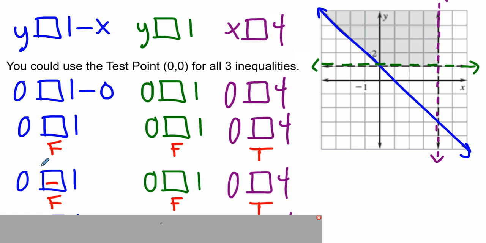0 compared to 1. Well, we know 0 is less than 1, but we need it to be false, so that's going to be greater than. So we need the greater than or equal to symbol there. How is 0 compared to 1? Well, we know 0 is less than 1, but we need that to be false, so again, we need the greater than. 0 to 4, this needs to be true. 0 is less than 4, so we need the less than symbol.